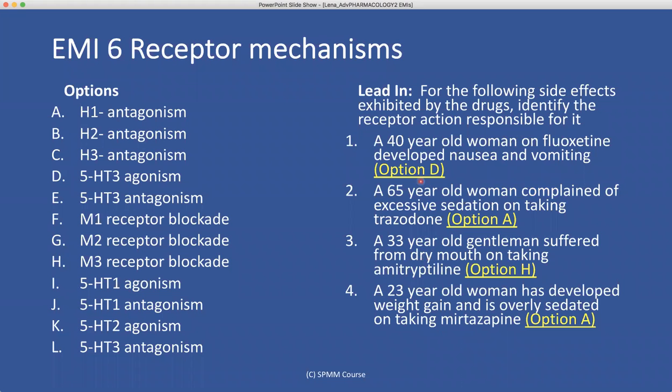So reviewing all of those answers, fluoxetine and nausea is 5-HT3, D. D is the option.